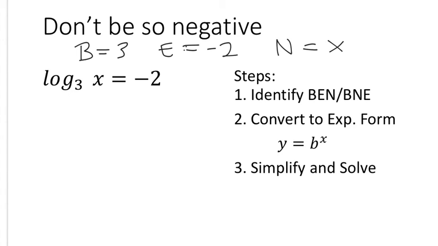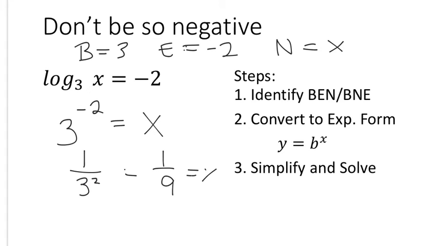So now I can convert that to my exponential form. And 3 to the power of -2 is equal to whatever x is. And in this case, we have a negative exponent, so that's 1 over 3 to the 2nd, or 1 over 9 is equal to x. And so I'm just following my basic exponent rules in order to convert to this exponential form so that I can solve for my x in my logarithmic form.